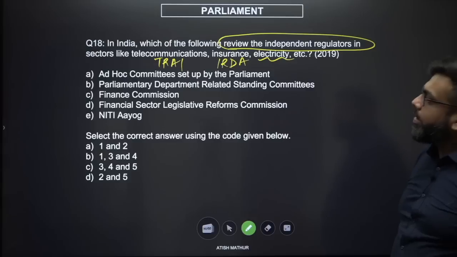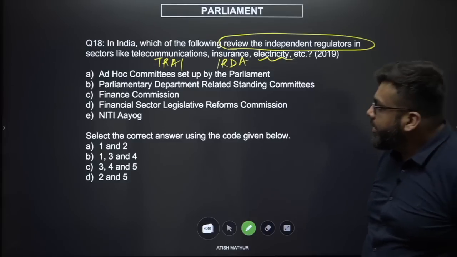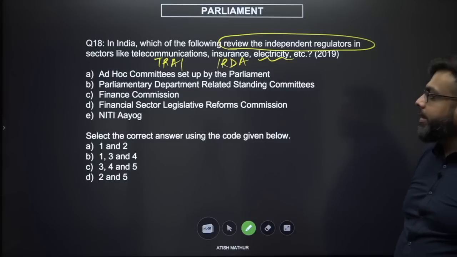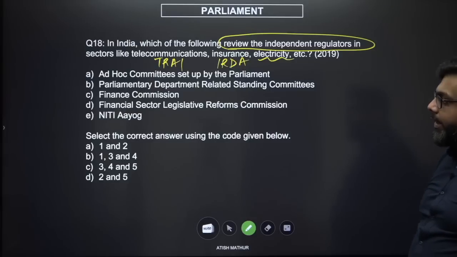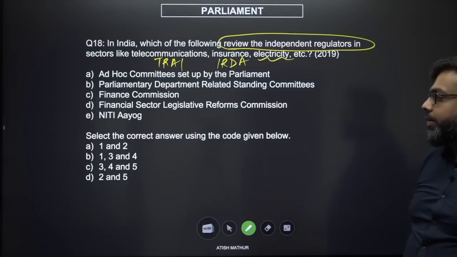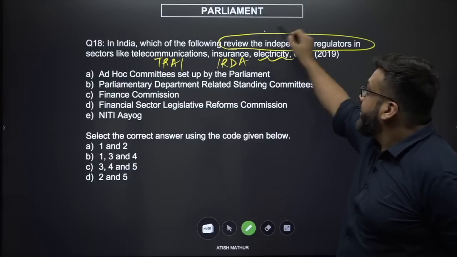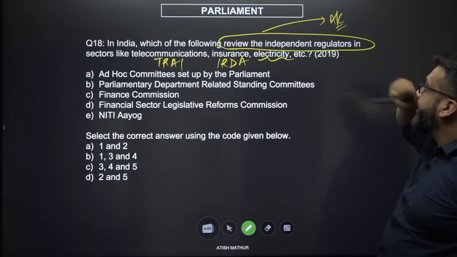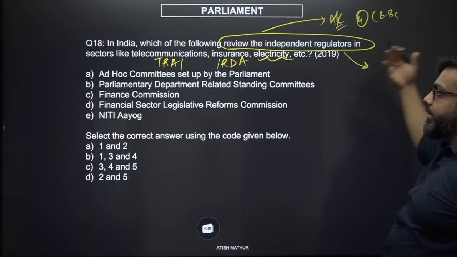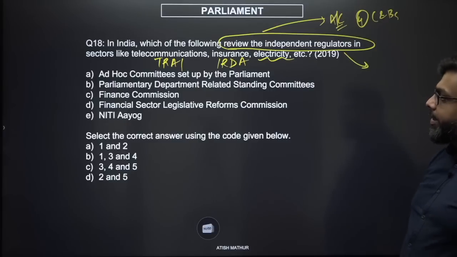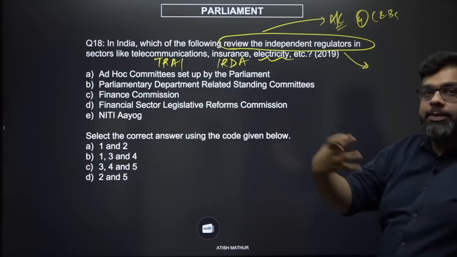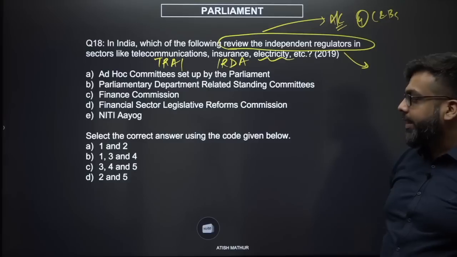Now, ad hoc committee set by the Parliament, Parliamentary Department related standing committees, Finance Commission, Financial Sector Legislative Reforms Commission, and the Niti Aayog. Look at the option combinations: 1 and 2, 1, 3 and 4, 3, 4 and 5, 2 and 5. If you're reviewing something, which means there is a sense of accountability, rule number 4, checks and balances. These are all regulators, which essentially means that they are a part of the permanent executive. And for you to review it, you must be a branch of government or you must be a sub-branch of the state as a whole.